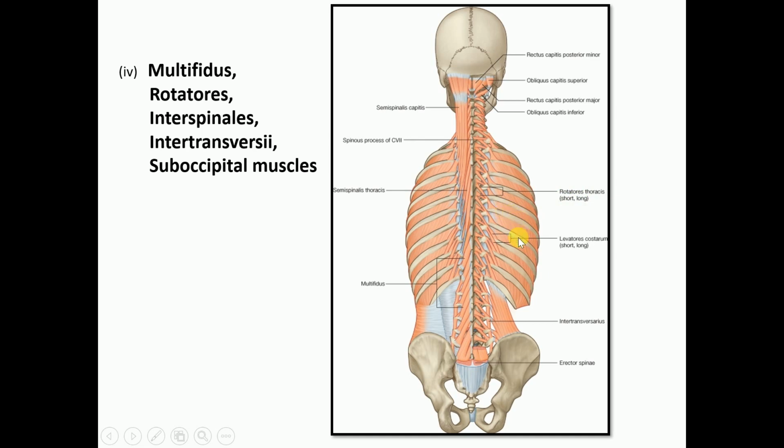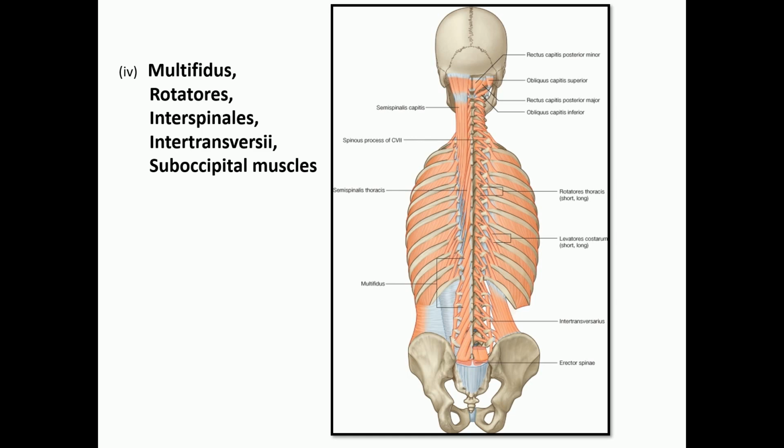Then interspinalis. Interspinalis means between the spines of the vertebrae. It lies between the adjacent spines of the vertebrae, and it is well developed in the cervical region as well as the lumbar region. Then intertransversi, between the transverse processes of the adjacent vertebrae. And lastly, the suboccipital muscles. They are the deepest group, present within the suboccipital region on each side, forming the suboccipital triangle. You will learn the suboccipital muscles in the suboccipital region.